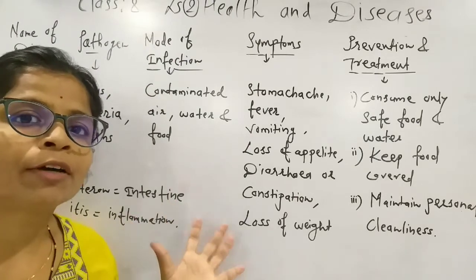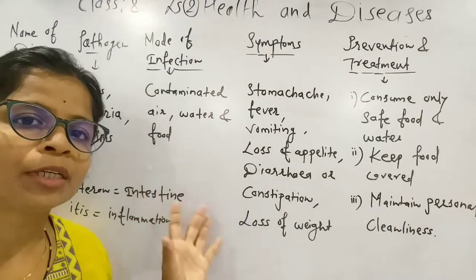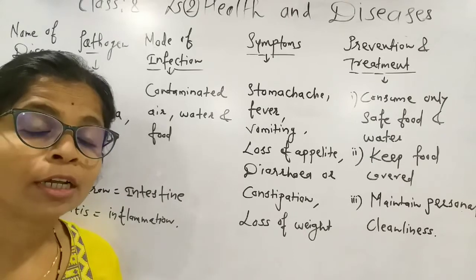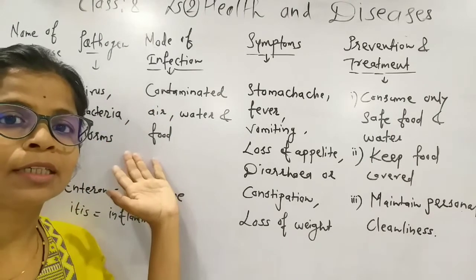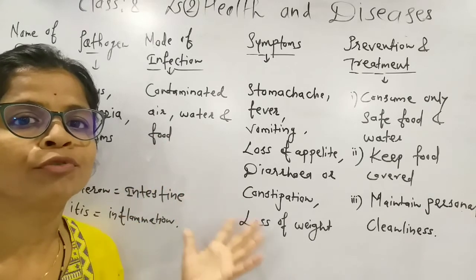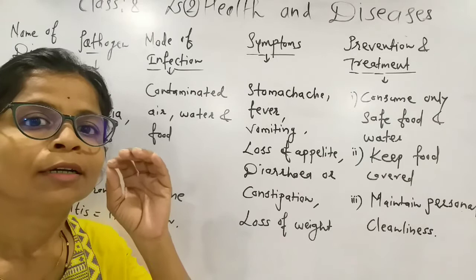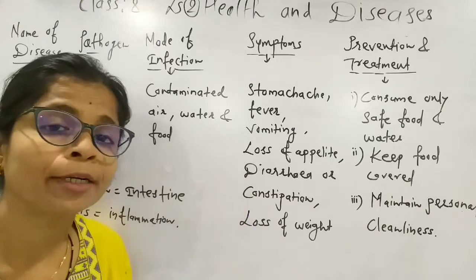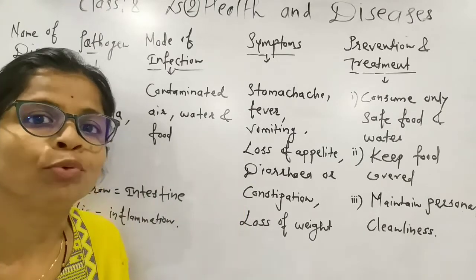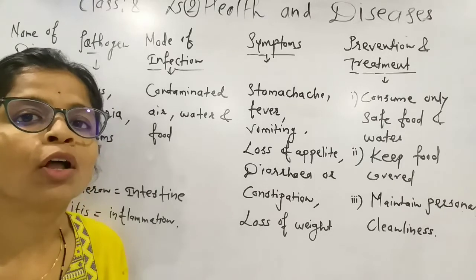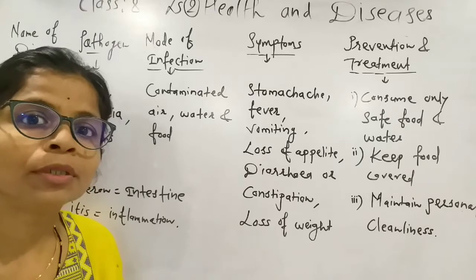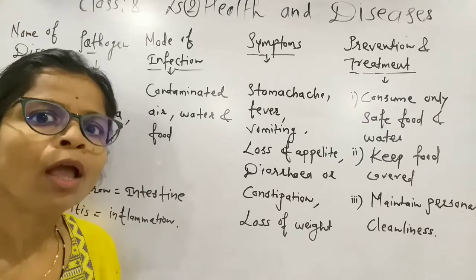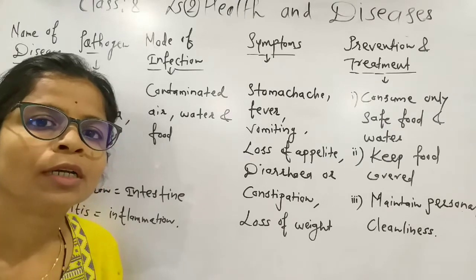Okay, symptoms. Whenever there is spread due to contaminated air, water and food, there is stomach pain. Then there is fever. Then there is vomiting. Because of vomiting, there is loss of appetite. Loss of appetite means a decrease in desire for food, not feeling hungry. And due to this again, there is diarrhea and constipation. Diarrhea means dysentery. Constipation means indigestion. Food is not digested.